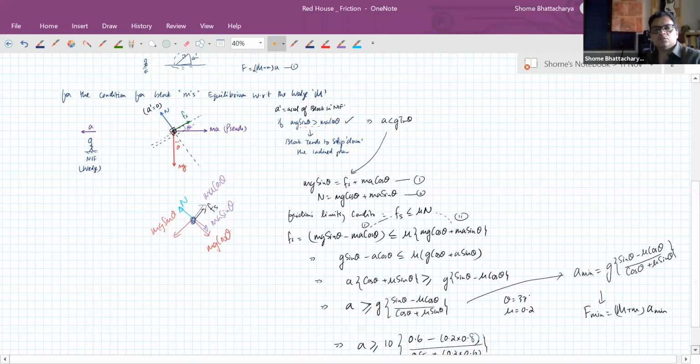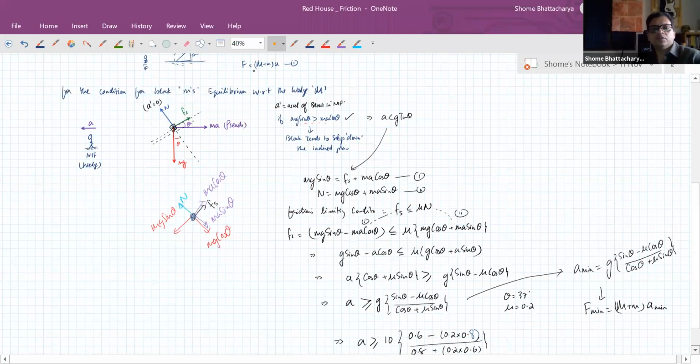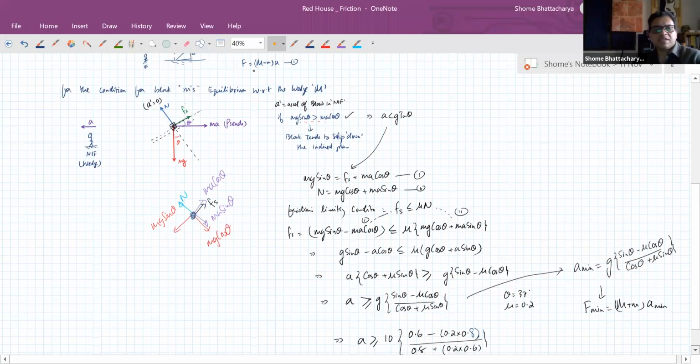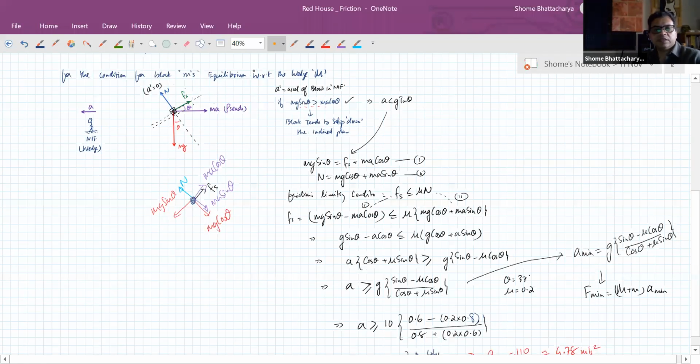So the condition for the block small m's equilibrium with respect to the wedge. The block's acceleration in the wedge's frame, that is what we have taken as a prime, should be zero because it's in equilibrium. Is the substitution correct now after the sine theta minus mu cos theta term? Is it all right now?